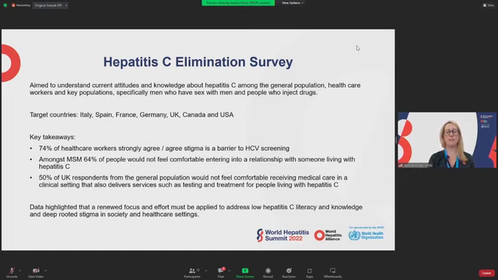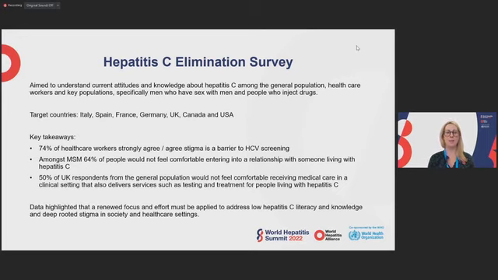So 74% of healthcare workers strongly agreed that stigma is a barrier to hepatitis C screening. I think this reflects some of what Carla was showing in her introductory remarks. And sadly, it also reflects a survey that we did on stigma and discrimination 5 years ago, which showed more than 50% of people reported unjust barriers to service provision. And it's quite shocking that we're here 5 years later talking about the same problem with even higher statistics.